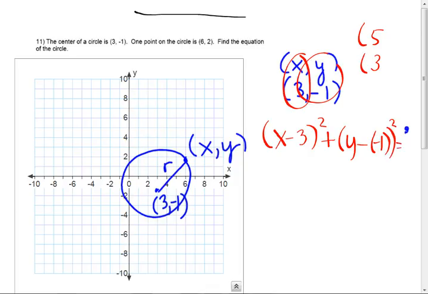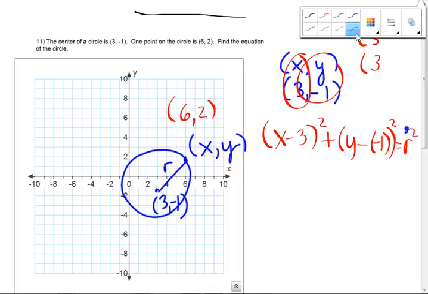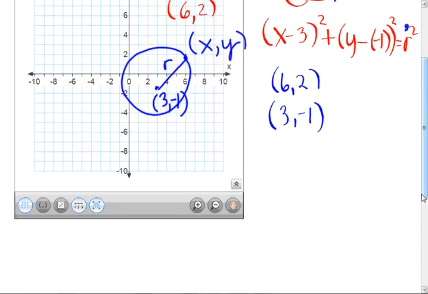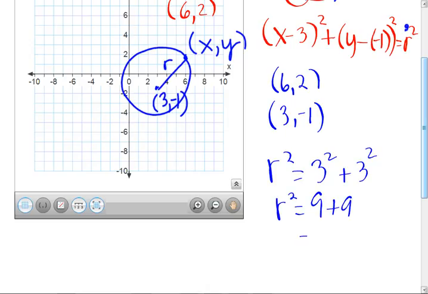And then what else do I need? I need the radius. I know this point on the circle. It's 6, 2. So how far apart are those? If I have 6, 2 and 3, -1, what's the radius of the circle? This is the distance formula. Should we do r squared? Let's do r squared, it's easier. R squared, it's just Pythagorean theorem. How far apart are those? 3. 3. That's it. R squared equals 9 plus 9, which is 18. And that's what goes in right there.